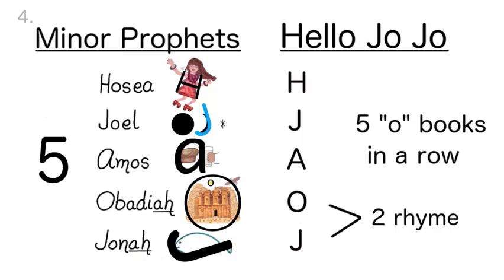And it goes together like this. 5. Hello, Joe, Joe. Hosea, Joel, Amos, Obadiah, Jonah. Now, let's say that three times. 5. Hello, Joe, Joe. Hosea, Joel, Amos, Obadiah, Jonah.